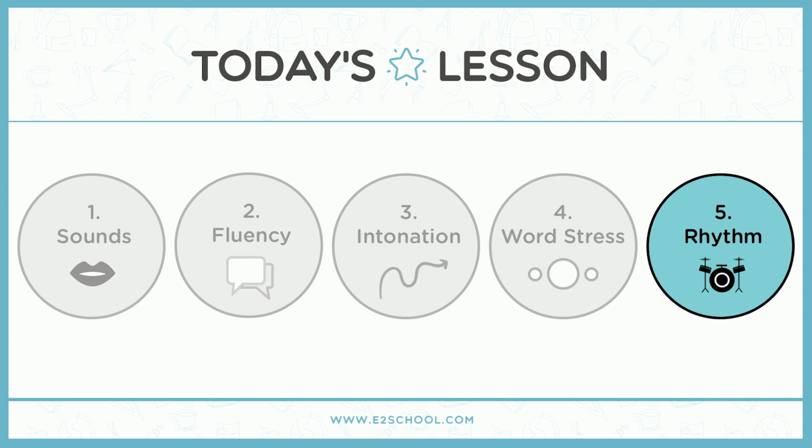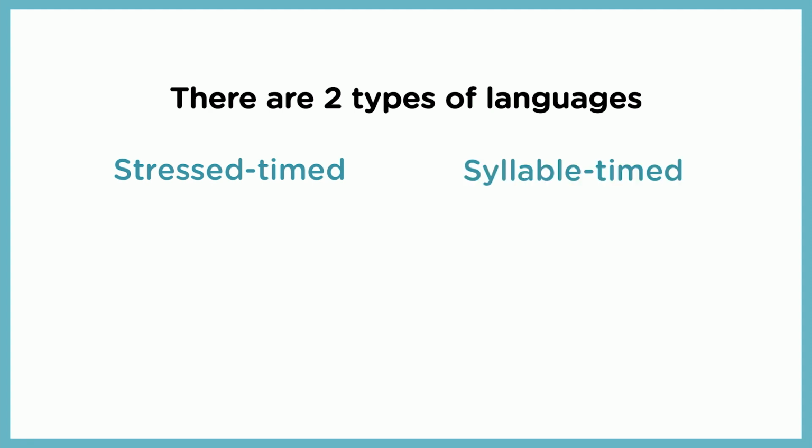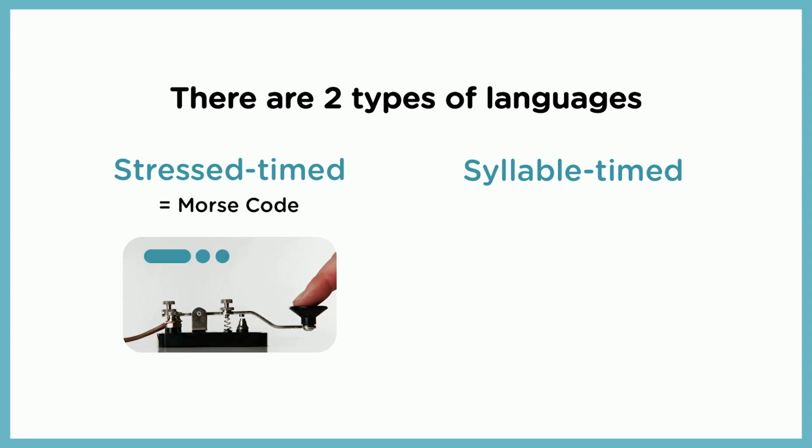All right, so we're on to the very last part of our pronunciation lesson today, which is rhythm. So there are 2 types of languages in the world. We have stress-timed languages and syllable-timed languages. Right. Now, the easiest way to compare these 2 is to use a picture or an analogy.